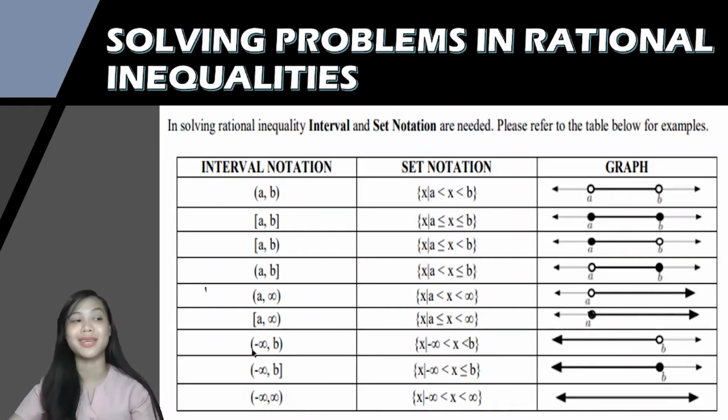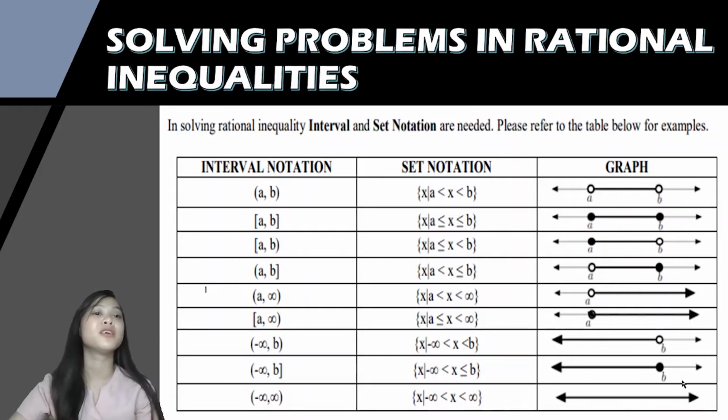Next, we have negative infinity to positive B. The set notation is x such that x is greater than negative infinity and less than B. Here B is enclosed with just a parenthesis, meaning it is not included in the solution set, so it's an unshaded circle. Next, we have negative infinity, B enclosed in a bracket, meaning x is less than or equal to B and greater than negative infinity. This time B is included, so it's a shaded circle.